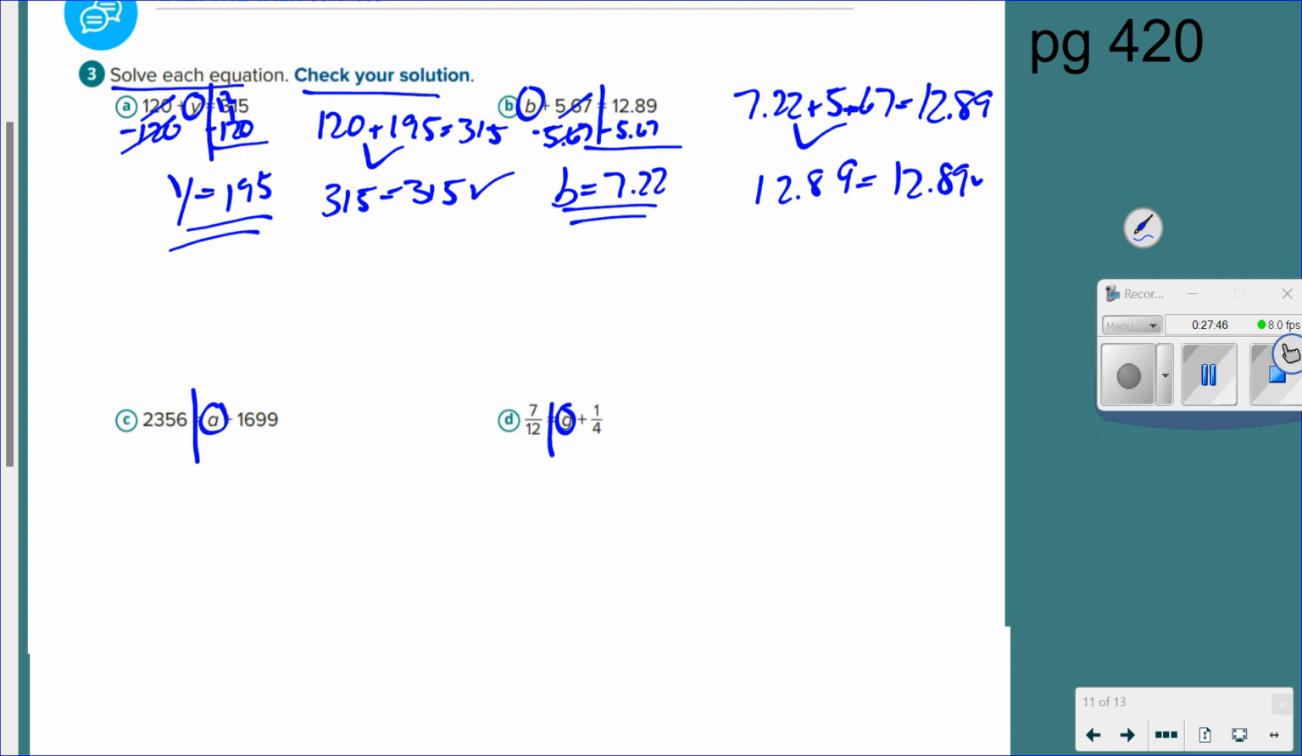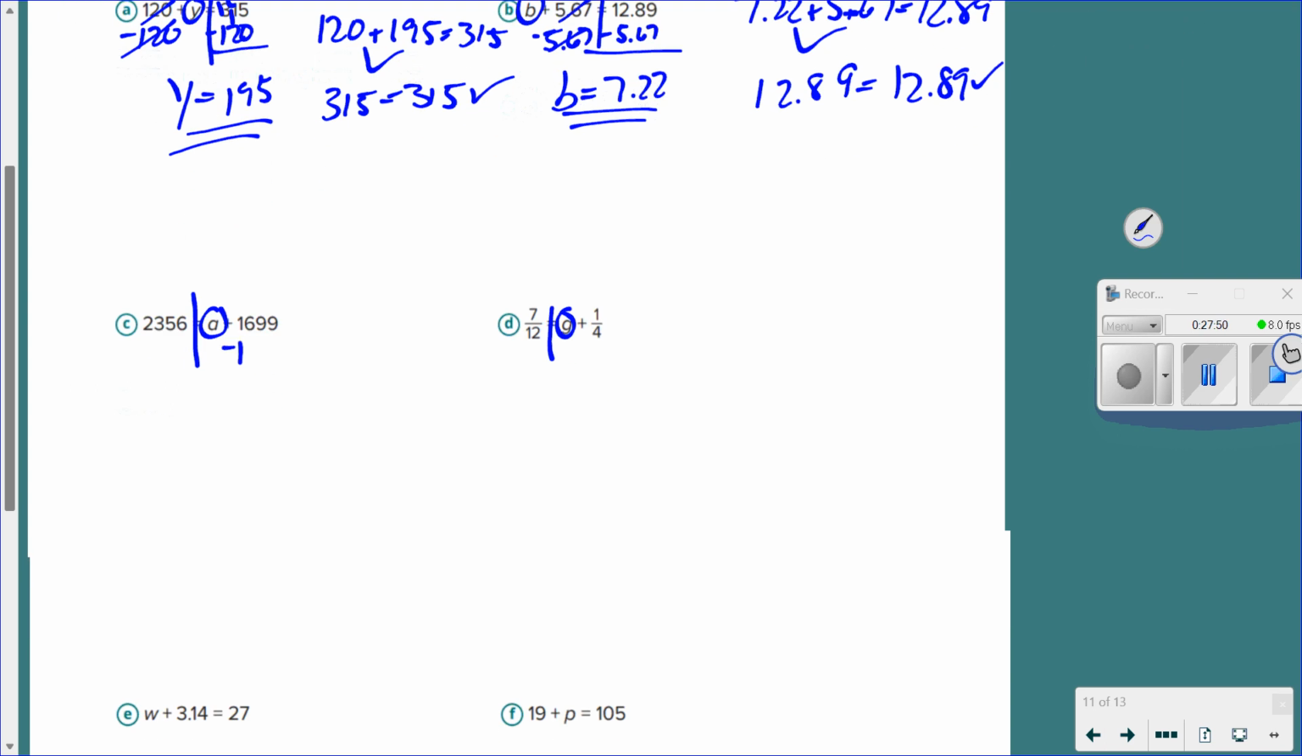Check. Our next one, the opposite of adding 1699 is subtracting 1699. Here's one of the advantages to this system. It doesn't matter which side my variable is on. When you draw that line, it should help you very easily see which pieces go together.